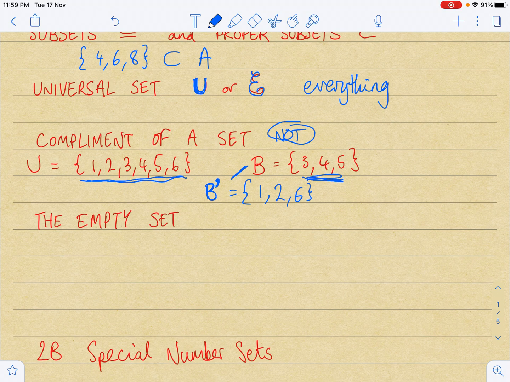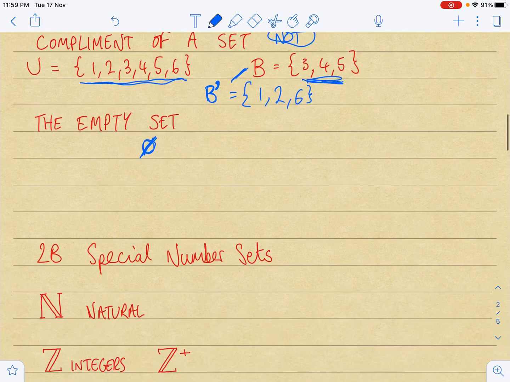And then the empty set is just a little symbol that's useful to know, and that just means there's nothing in there. So if I was saying which 40-year-olds are students in the school, that would be an empty set.